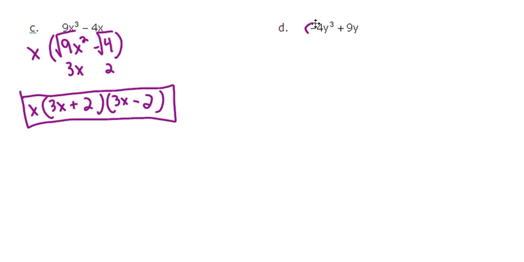So if I look at D, again, I have a greatest common factor. I know that because my leading term is negative, and I can never lead with a negative. So I have to take that out. And then the y's, I have a y in common.